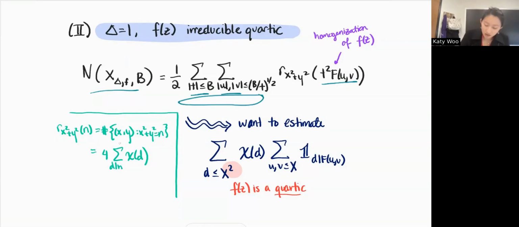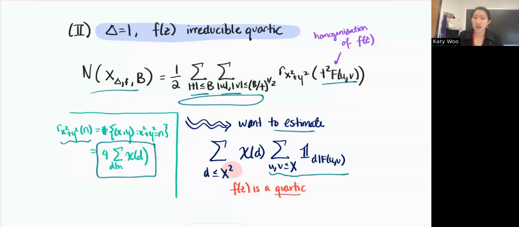And so again, the number of ways of writing n as the sum of two squares has this nice Dirichlet convolution structure. And after doing the same computation, we see that what we want to estimate is the sum over d up to x squared of chi of d, and now the count of the number of u and v up to x, such that d divides f of uv. And now our exponent is 2 because f is a quartic, and so u and v go up to x, so f of uv goes up to x to the fourth, and the square root of that is x squared.